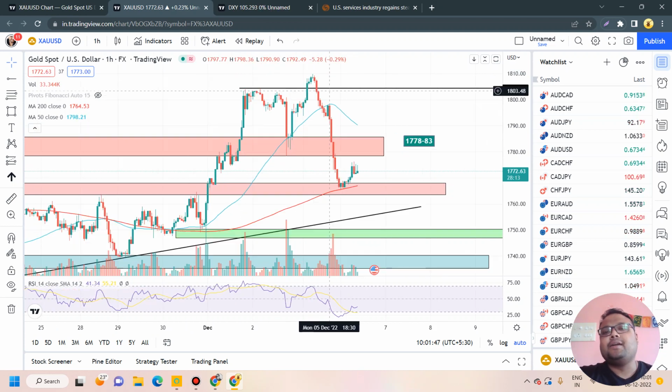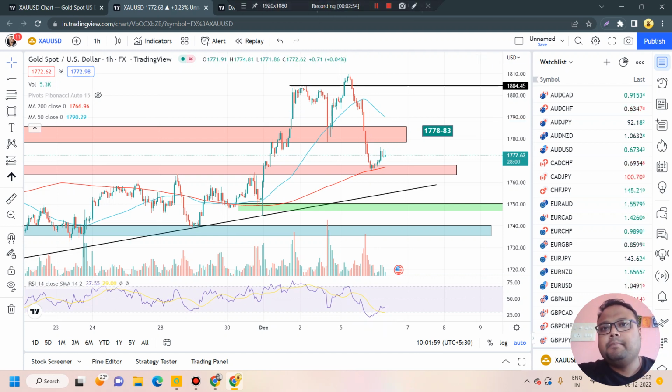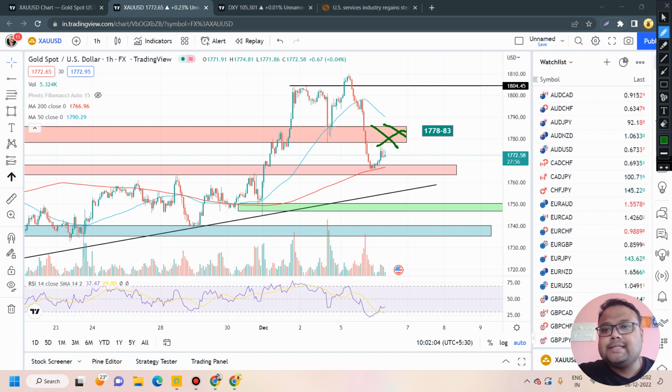So when the market fell, we saw the market taking support at the 200 moving average, the dynamic support, though we had a very strong support zone around 1778 to 1780. But the market broke the support. Right now we can see the market is going up, and gold is standing at 1772. This is the current market price.